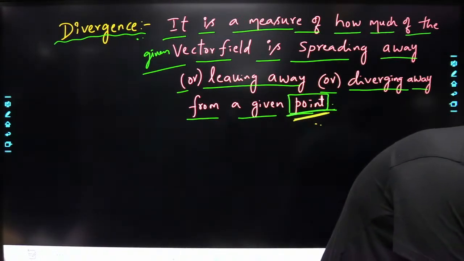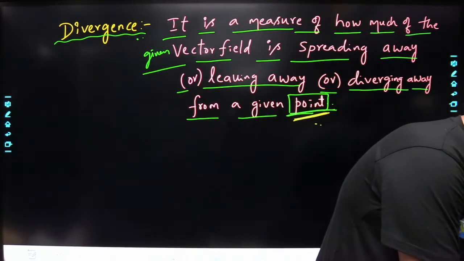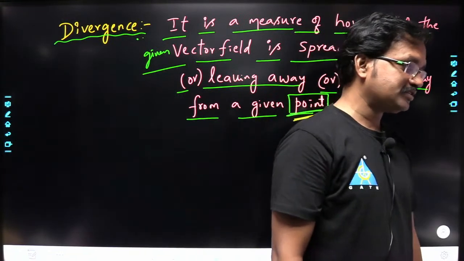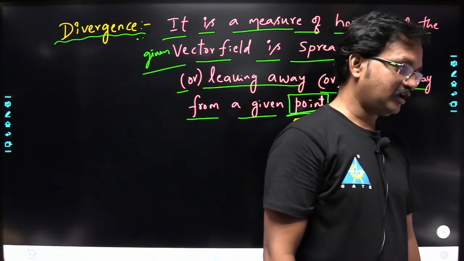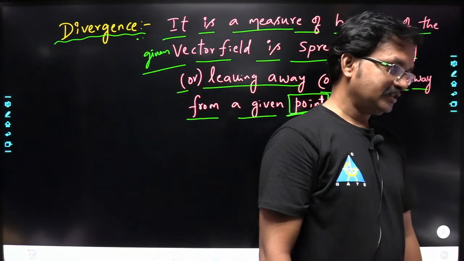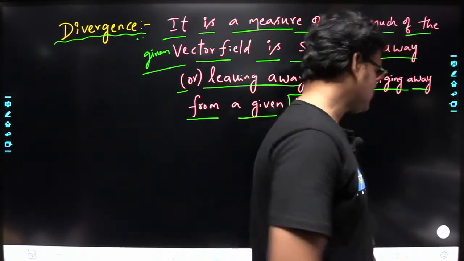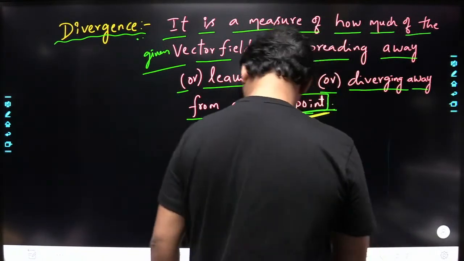No, the angle between the direction of the surface and the vector field, if it becomes 90 degrees, then it will be 0, right? See, simply see this one here.